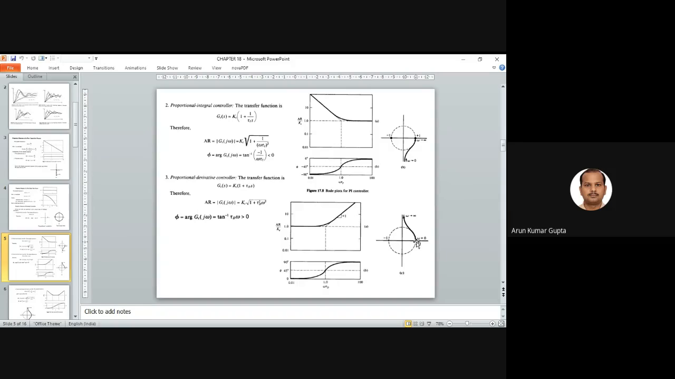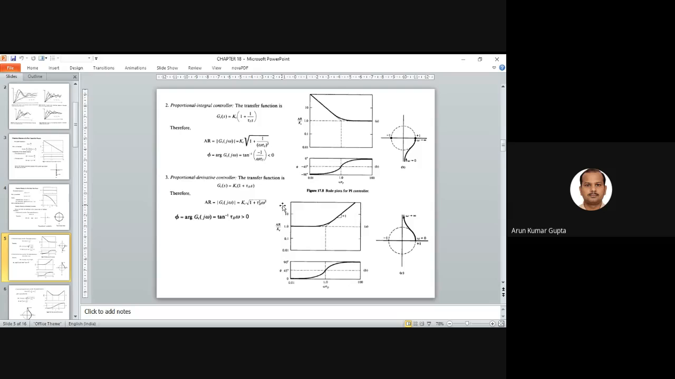Phase angle 0, and AR upon Kc value is 1. That's why this is on the unit circle. At omega infinite, AR will go to infinite and the phase angle will be plus 90. That's why it is going to the upper side, the positive side. So we have this kind of plot. You already know the Bode plot, and the corresponding Nyquist plot is like this.